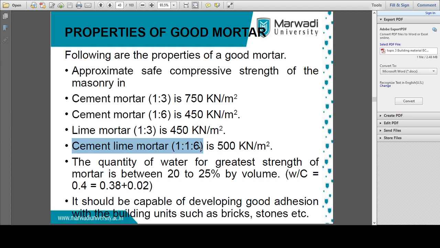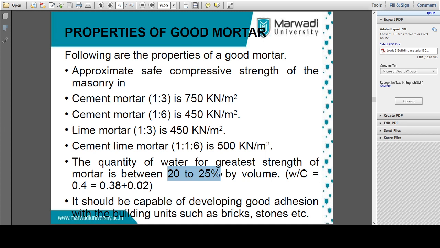Now the question arises, whenever we are mixing all this cement, lime, coarse aggregate or fine aggregate, what is the proportion of water to be considered? For that we are having 20 to 25 percentage by volume, right?